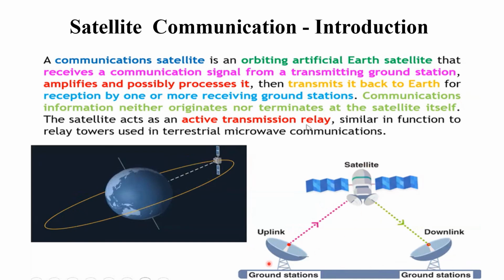And here is the ground station. In an uplink, signals are transferred from the ground station to the satellite, and here the signal will be amplified, then processing will be done, and the information will be retransmitted towards the earth station through the downlink. So this will be acting like a transmission relay.